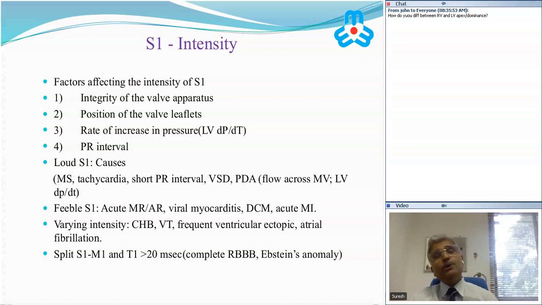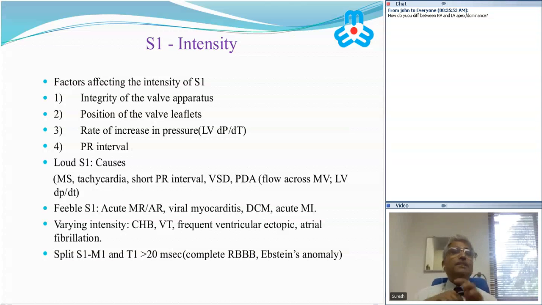And then at the opposite end of the spectrum, a feeble first sound can happen in acute mitral regurgitation and aortic regurgitation. In these, the S1 is feeble because there is an acute increase in the LV end diastolic pressure, and the high LV end diastolic pressure is already closing the mitral valve. So with the onset of systole, the actual range of movement is very little, hence the feeble first sound. In viral myocarditis, dilated cardiomyopathy and acute MI, it is because the rate of rise of pressure is low.